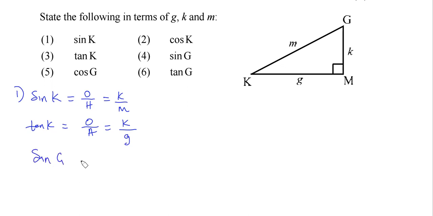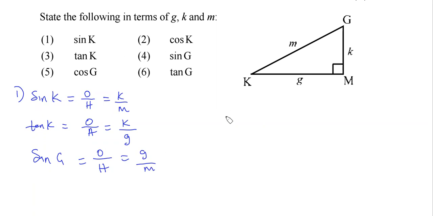Okay, I'm just picking randomly here. I want you to finish the rest. Sine G, now we're looking at G, and we are saying, okay, if it's sine G, our opposite has now changed. It's now G. So opposite over hypotenuse, which is going to be G over M.